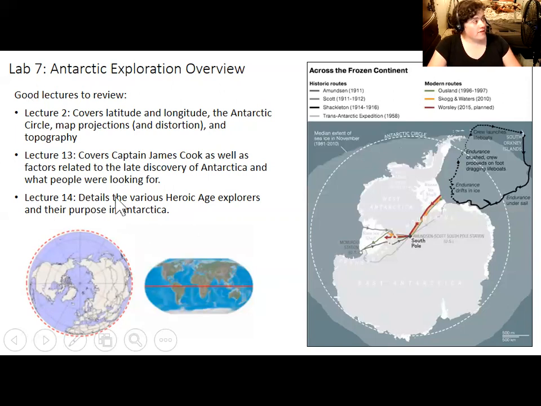I also suggest taking a look again at Lecture 2 on geography because that covers latitude and longitude and the Antarctic Circle and map projections and topography and some other concepts that might be good to refresh yourself on before going through Lab 7. I also highly suggest checking out the presentation the TAs have put together for Lab 7 and going back to their description of latitude and longitude that they put together for the Lab 1 handout.